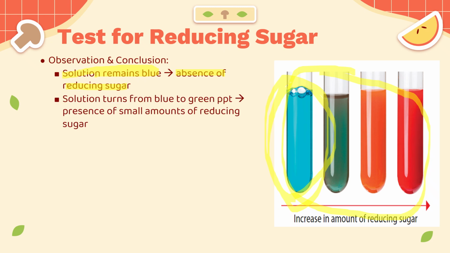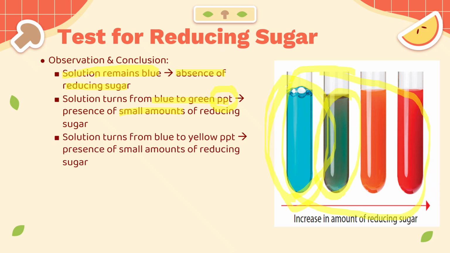Now, if the solution turns from blue to green precipitate, okay, PPT means precipitate, it means that there is a small amount of reducing sugar present, like this one that I'm circling right now. You can see that it is slightly greenish in color, or you can see little traces of powder inside, which we call precipitation. If you see about this color and it doesn't change anymore, it means that there is a small amount of reducing sugar.